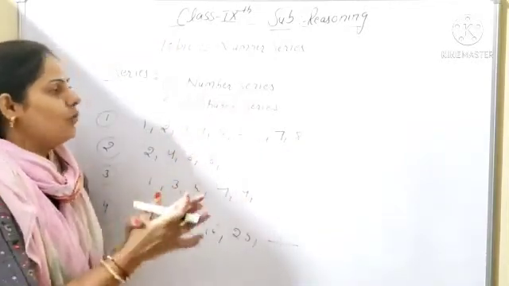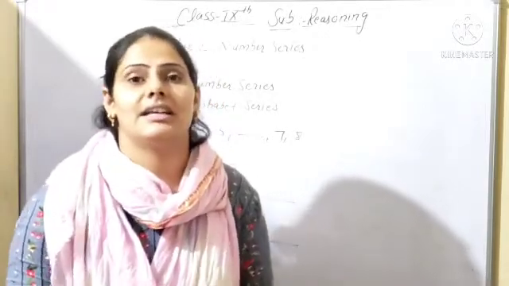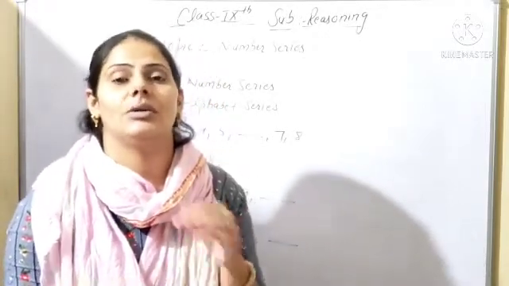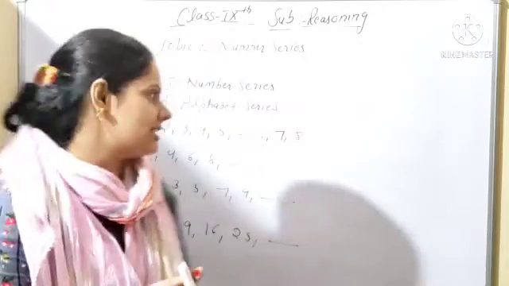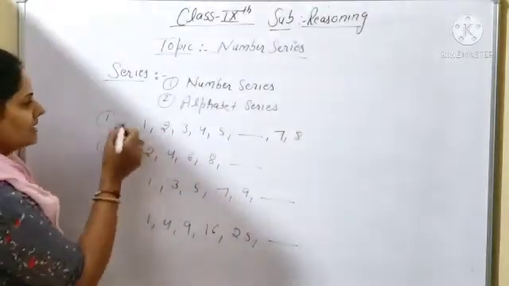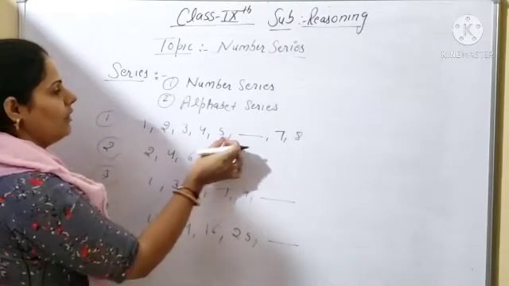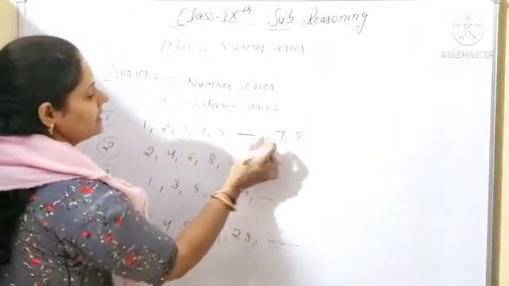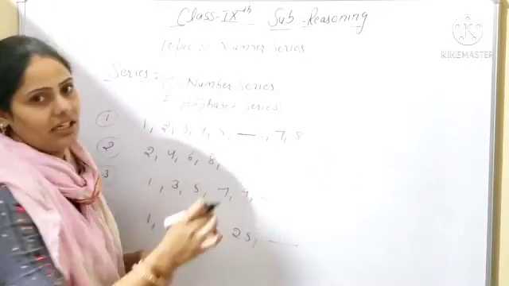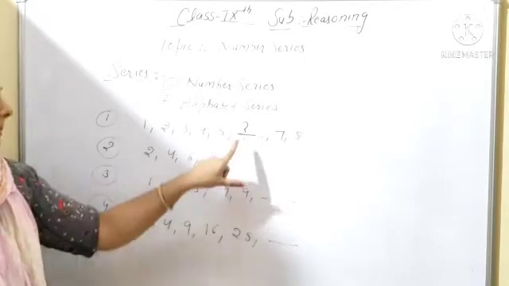So what is number series? For example, some numbers are given and in these numbers some patterns are given. You have to recognize the pattern. You have to find out what will be the next number, like that. For examples, I have written some examples on the board. So you can see 1, 2, 3, 4, 5, and here a blank is given, and 7 and 8. So what will come at the place of this?